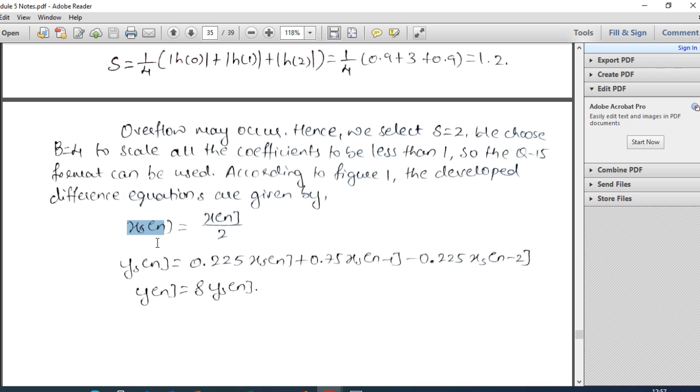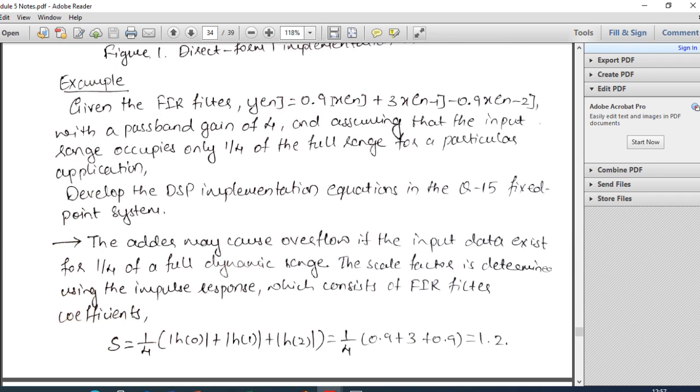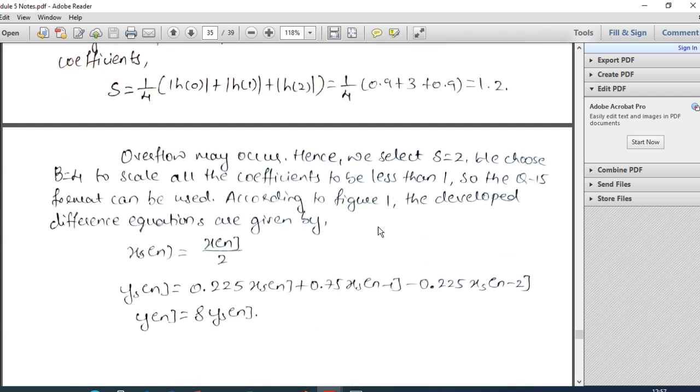Similarly, we have to scale down the coefficients. How to do that? To obtain y_s(n), we have to scale down the coefficients by 4 now. Only the coefficients, like 0.9 should be divided by 4, 3 is divided by 4, again 0.9 is divided by 4. If I divide them by 4, we get 0.225, 0.75 and 0.225. And you observe that all coefficients are less than 1 now.